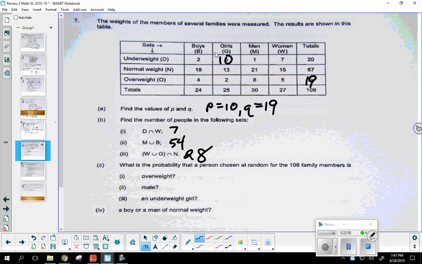Would feel confident? Okay. So C, if you do have a question, let me know. Change your mind. What's the probability that a person chosen at random from the 106 family members is an overweight male or an underweight girl? Okay, so again, take about a minute or so, give you a little bit of time, try these out. I would think definitely the concept we had the most difficulty with this year would be probability.